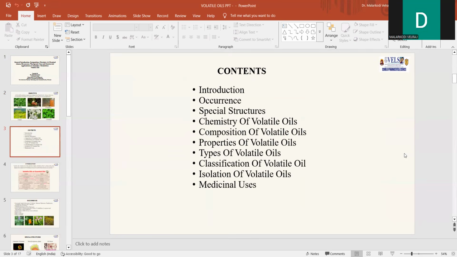These are the contents: introduction, occurrence, special structures where the volatile oils are present, chemistry, composition, properties, types, classification, and isolation of volatile oils.